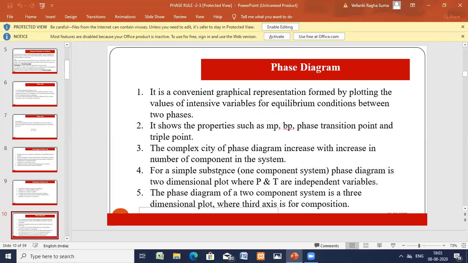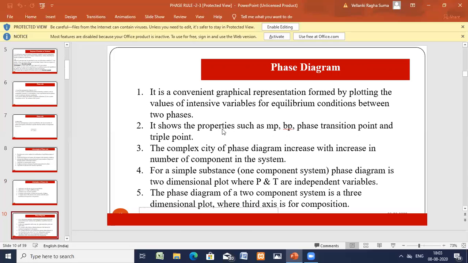Now what is a phase diagram? It is a convenient graphical representation plotting the values of intensive variables, temperature and pressure, for equilibrium. I'm repeating: a phase diagram is a graphical representation of a system in equilibrium with respect to the intensive variables, temperature and pressure.